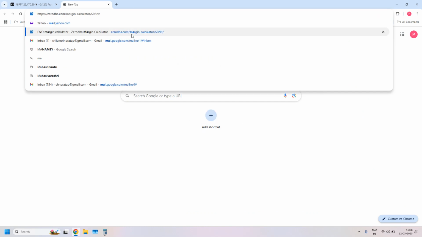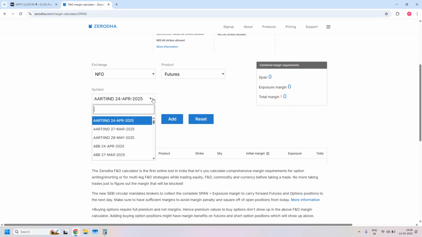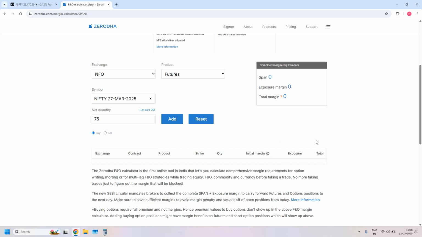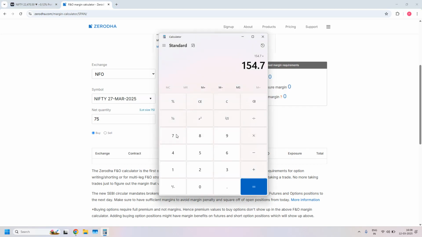Let's open the margin calculator. Let me go to Nifty. So I'm selecting Nifty March futures, not considering weekly futures, March end futures. So lot size is 75. So into 75, you would have got 11,600 rupees profit. Excellent, right?